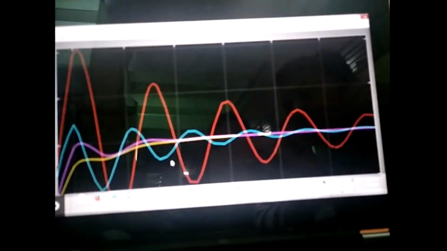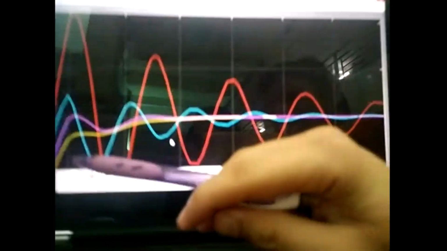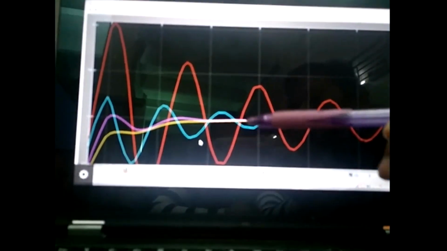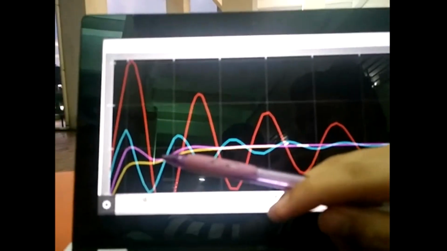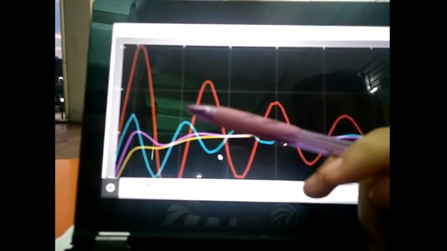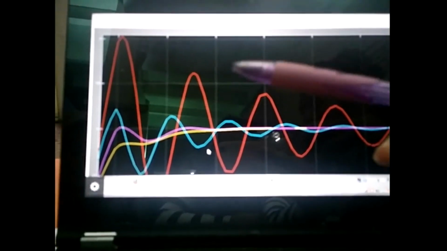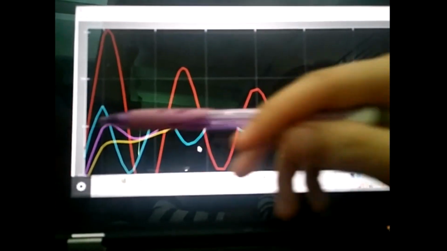Okay, from this table, we managed to prove that IMC is the most stable among all the methods, and the second most stable will be the ET, and the third will be the ZN, and the least stable among all the 4 methods will be the Cohen-Coon, as you can see in the graph.